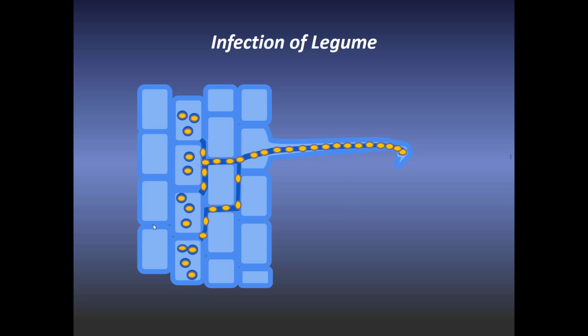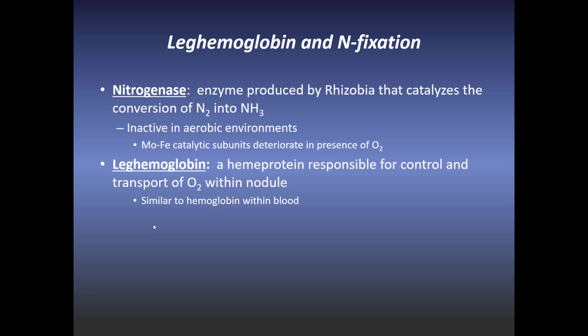and congregate there, begin to swell, break down their cell wall, join with the plant, and then become the nitrogen-fixing nodule. So let's talk about those two enzymes and how they work together to fix nitrogen. You've got nitrogenase, which is the enzyme provided by the rhizobia, and it catalyzes the conversion of nitrogen gas into ammonia. It is inactive in aerobic environments.